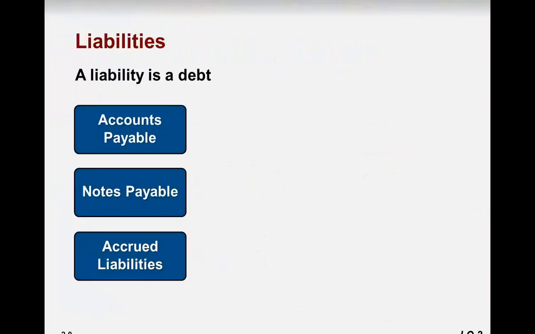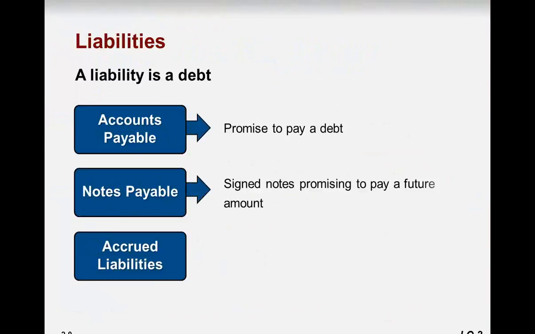Some liabilities we may have, and liability is another word for debt. Accounts payable is what we would owe our vendors. When we purchase inventory on account, we would have an account payable. Notes payable is, again, money that we've borrowed from someplace such as a bank, and it's a written promise to pay. You sign a note.